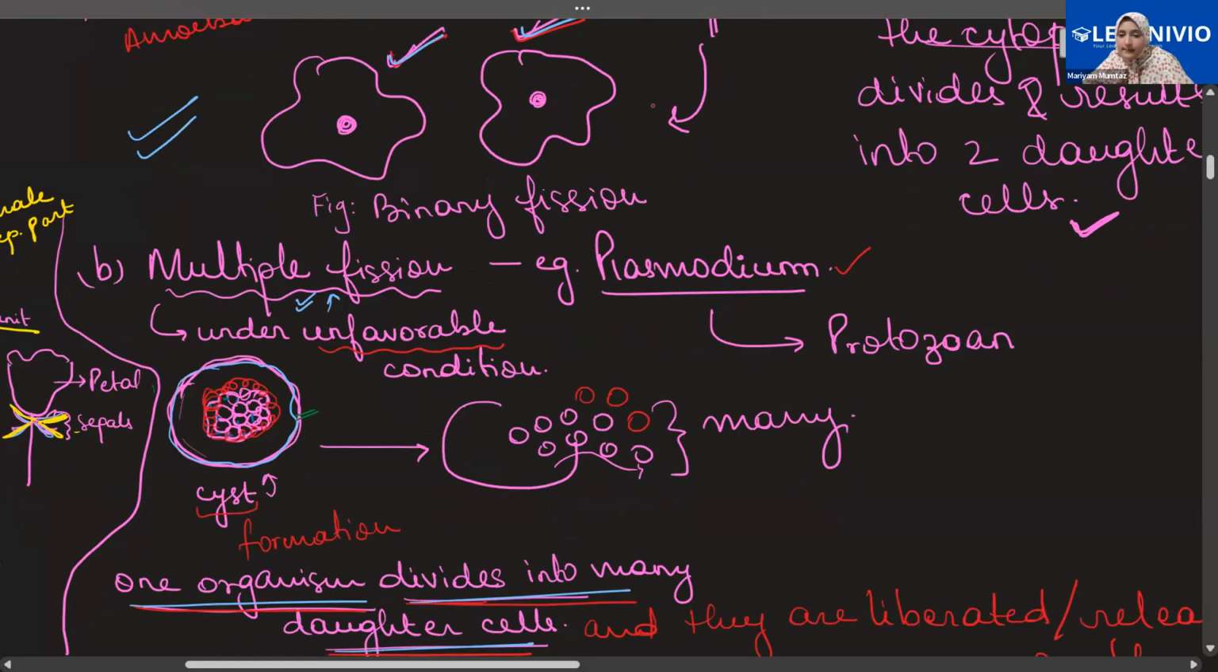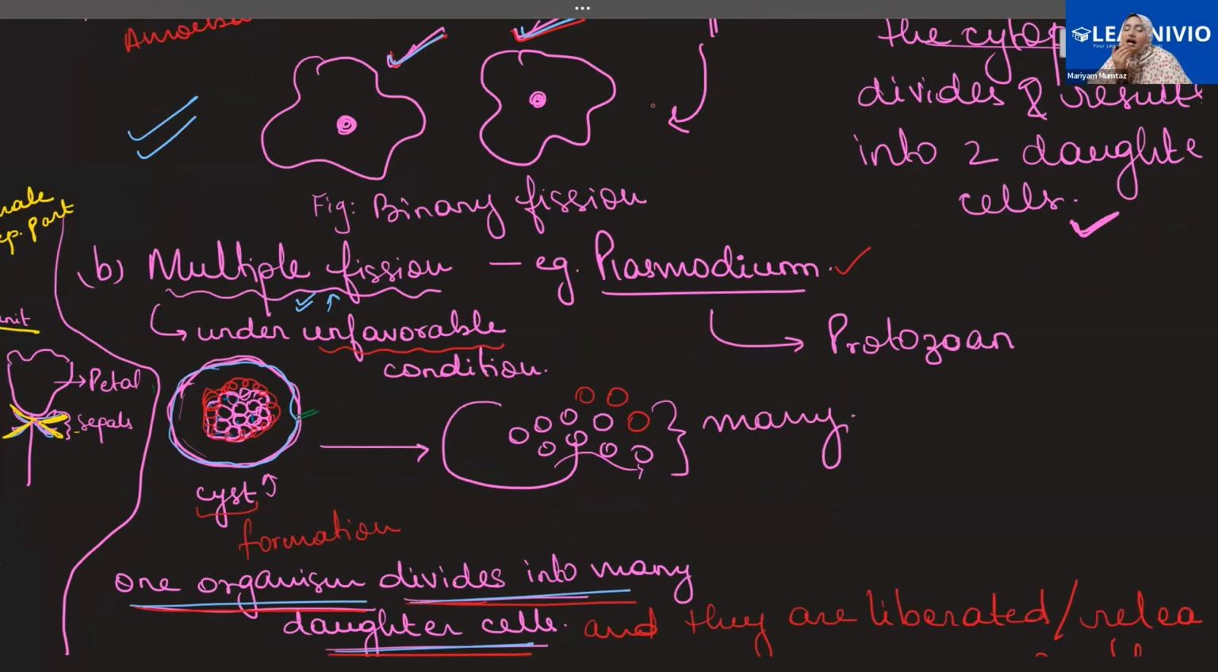Ma'am, what do you mean by unfavorable condition? Unfavorable condition is when not enough nutrients are there, when not enough space is there, when the appropriate temperature is not there, meaning when things according to the organism are not suitable. In that case, they do reproduction by this method.